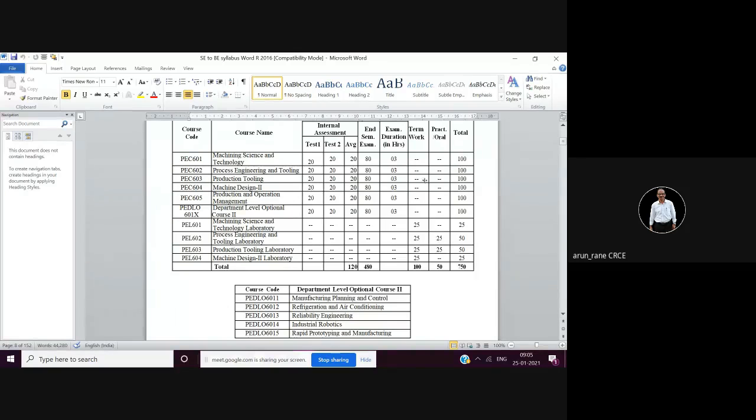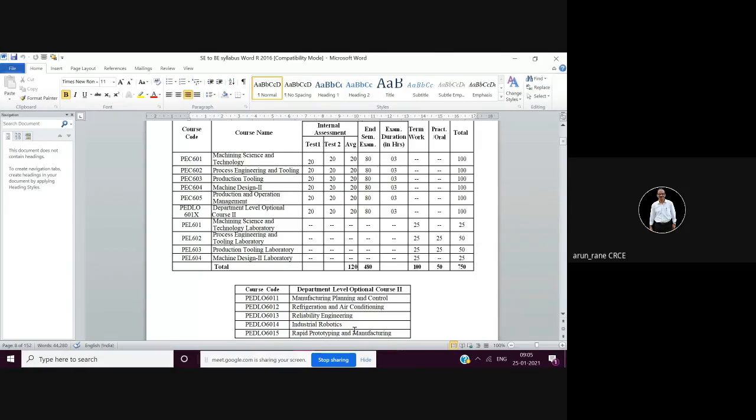Then you have term work in this semester for 4 subjects, that is MST, then PET, then PT, and MD2. And you have oral for PT, that is production tooling. That is for the 2 subjects only.